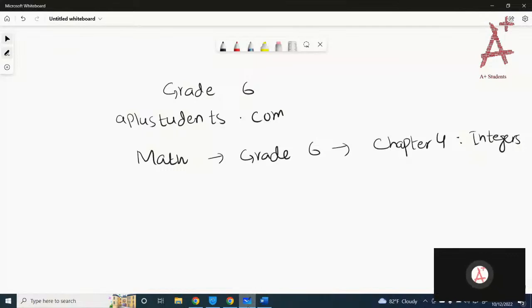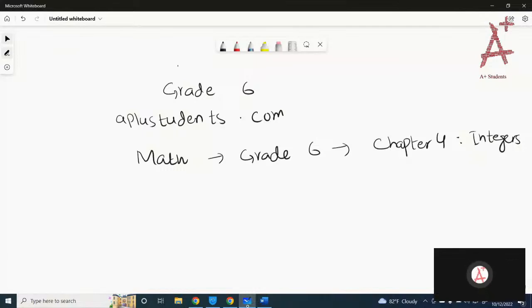So today we're going to start with grade 6 maths. You can find all the lessons on aplusstudents.com. You have to log in there using your email address and password as provided by the administrator. Then you have to select math from the subject tab. Scroll down to grade 6. Click on view all lessons and we're working on chapter 4, that is integers. Got it? And the topic we're going to start with is absolute value and opposite integers.